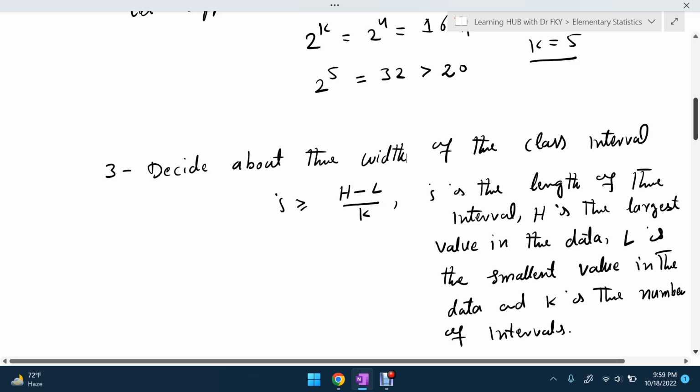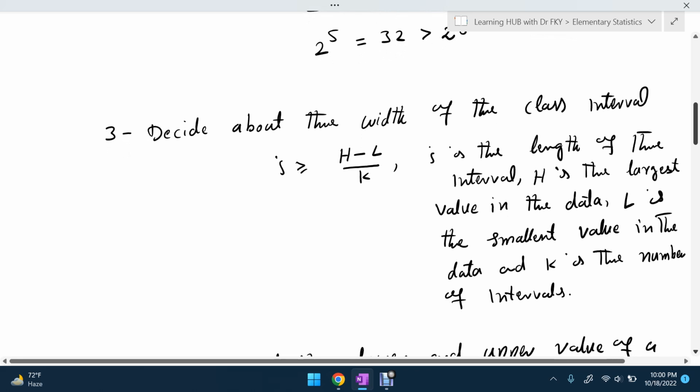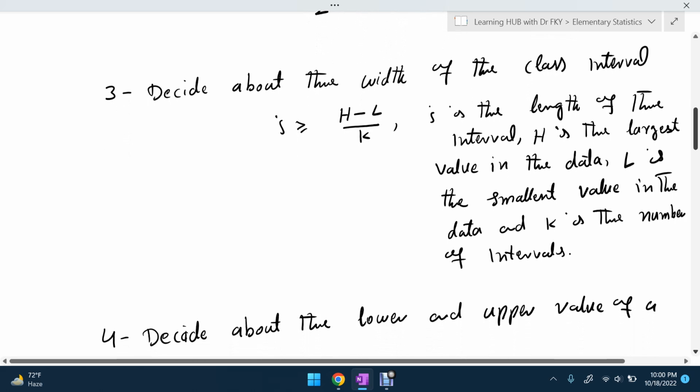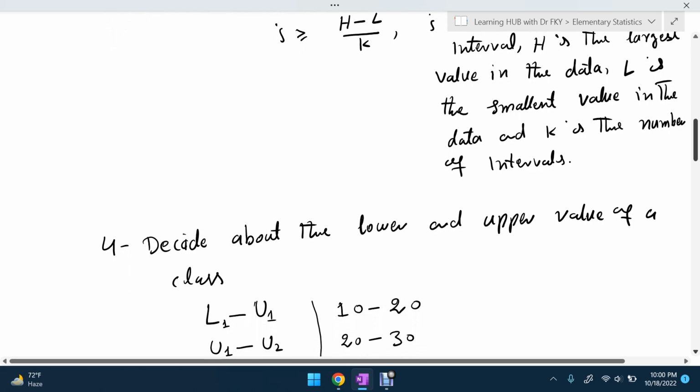So now you have all the things. You have the number of classes, and you have the length of the class. So you can construct your classes starting from the smallest value or around the smallest value, and then count the number of values in each interval and mention it against each interval, and that will give you a frequency table.